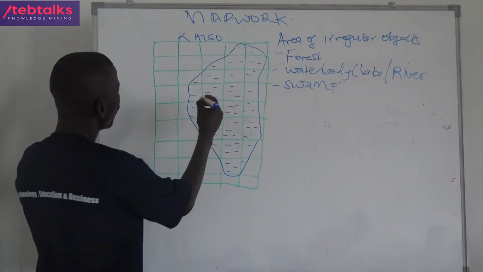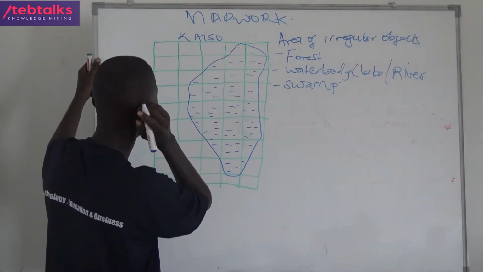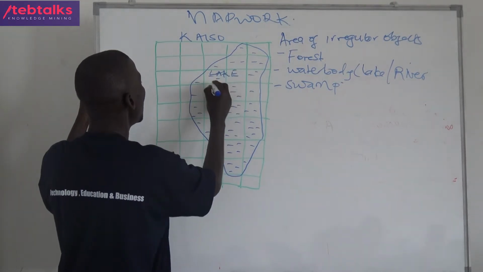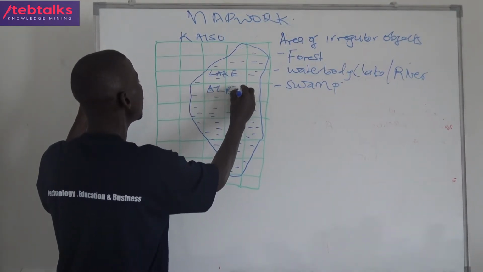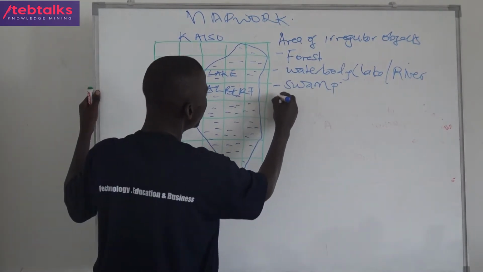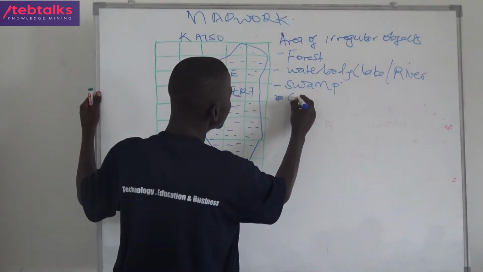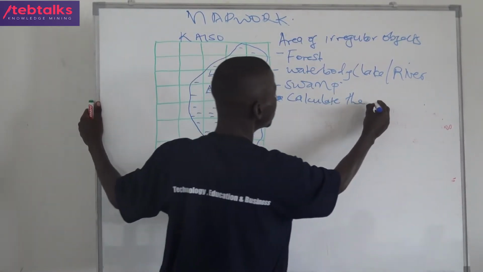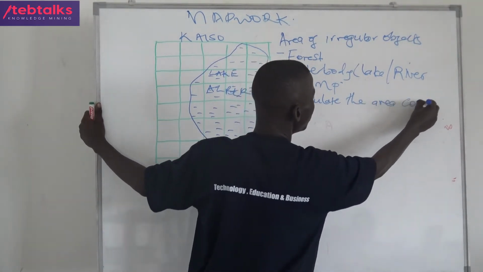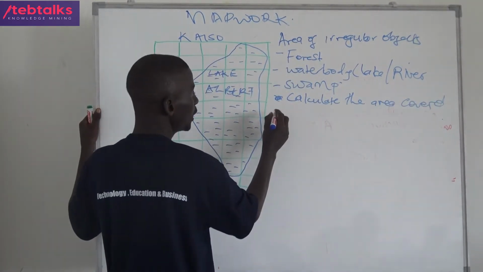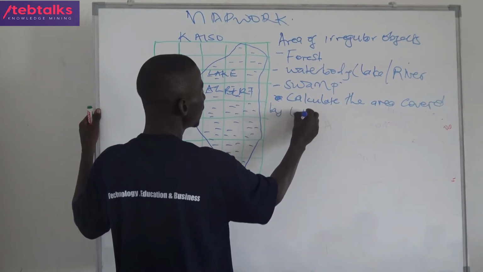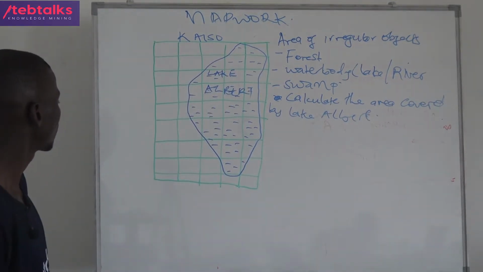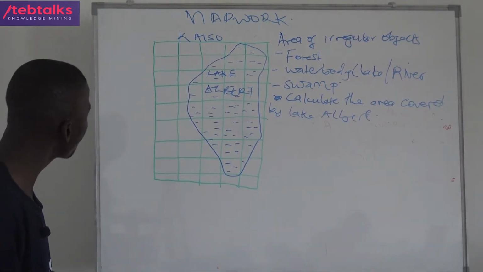For this case, we have our water body here, maybe Lake Albert. And somebody gave you a question: calculate the area covered by Lake Albert. So what do you do?